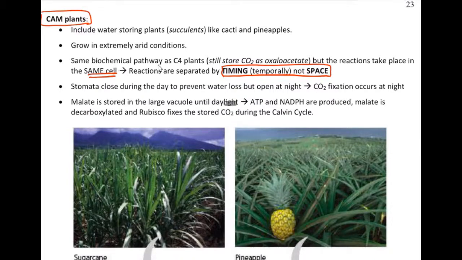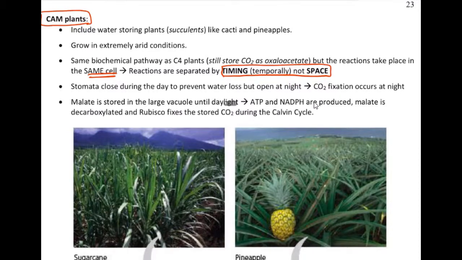They have the same chemical pathway as C4. I'm going to store the CO2 as the 4-carbon oxaloacetate, which becomes malate, which then gets knocked off, which leads to the carbon dioxide. The difference will be I don't have a special bundle sheath cell. So it's not that I have the light reactions happening in one place, in one type of cell, in the mesophyll, at the same time that it's happening in the other one. Instead, what I have is just separate the timing. One cell, but one part of the day you'll be doing the light reaction, and then the other part of the day you'll be exchanging gases. And of course, you're going to exchange the gases when it's cool at night. So the timing is different, not the space being different.